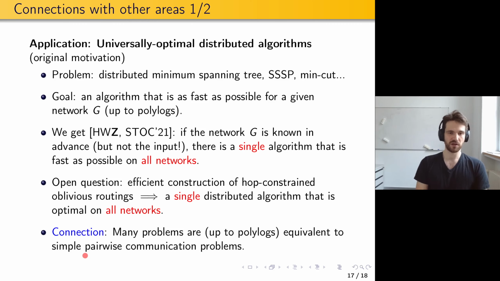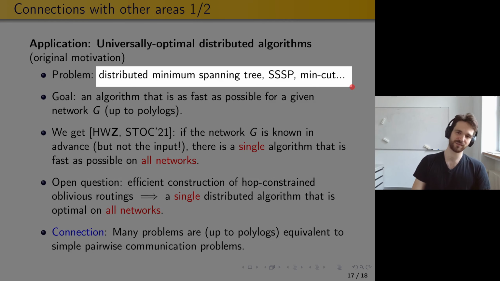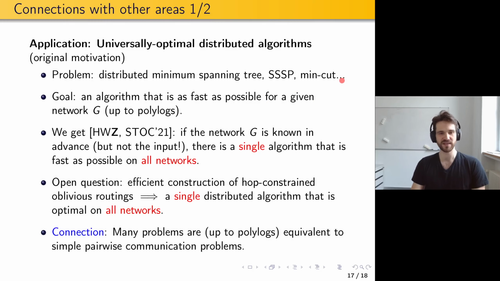science. Well, the one that's personally very close to me is the universally optimal distributed algorithm question, which is actually the original motivation why we even started to look at this. So the problem is you're given a distributed network, and you want to solve distributed minimum spanning tree, distributed single source shortest path, distributed min cut, and so on.